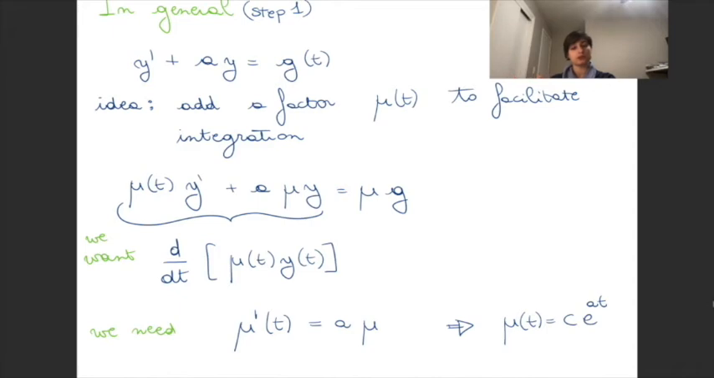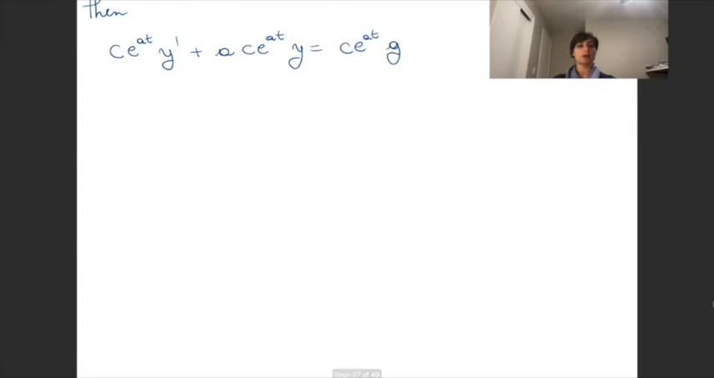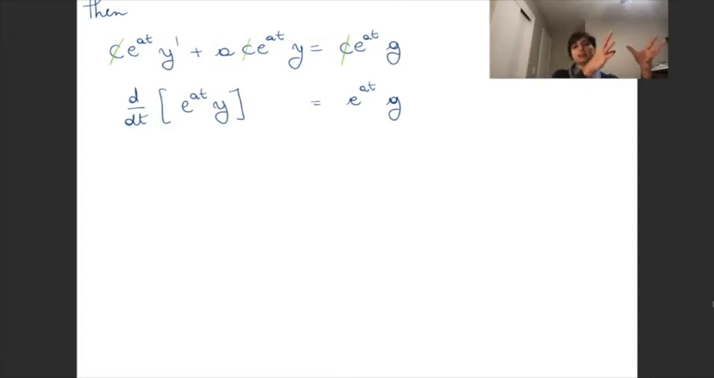If we use this function, then we can plug it in our ODE and try to solve this. Looking at this, we notice that there is this constant c everywhere that we don't really need, so we're going to cross that out. Once we cross that out, we write the left-hand side in the format we want. Derivative with respect to t of a function we know that we have chosen times y, that is the solution we're looking for. And on the right-hand side, we have the function that we just found, exponential of at, times g, that is the function we already had.